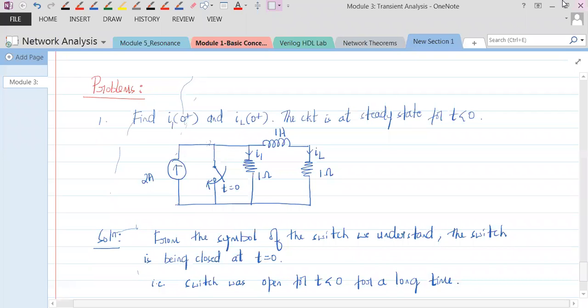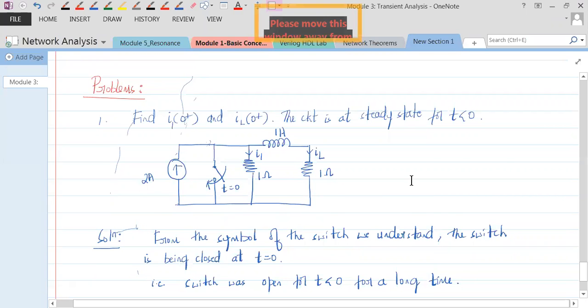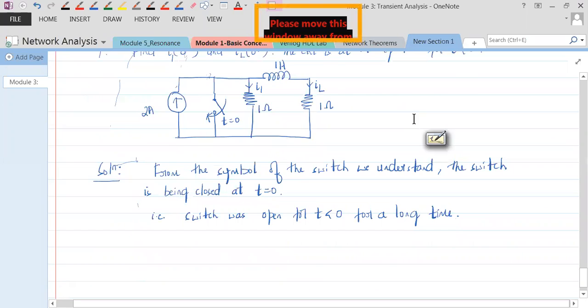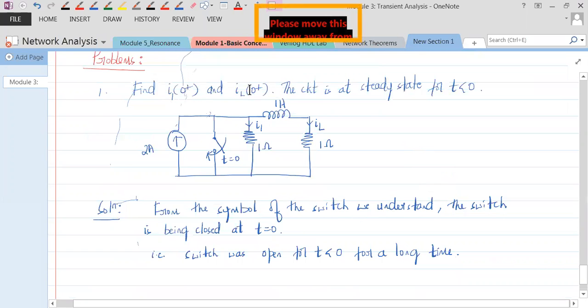Now, let's do this. What is asked? We are asked to find out I1 of 0 plus and IL of 0 plus. What is IL of 0 plus? We need to understand.